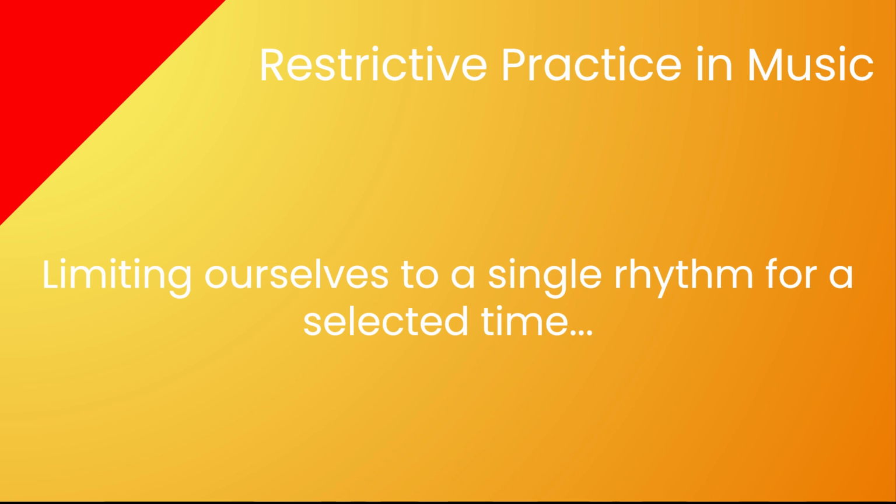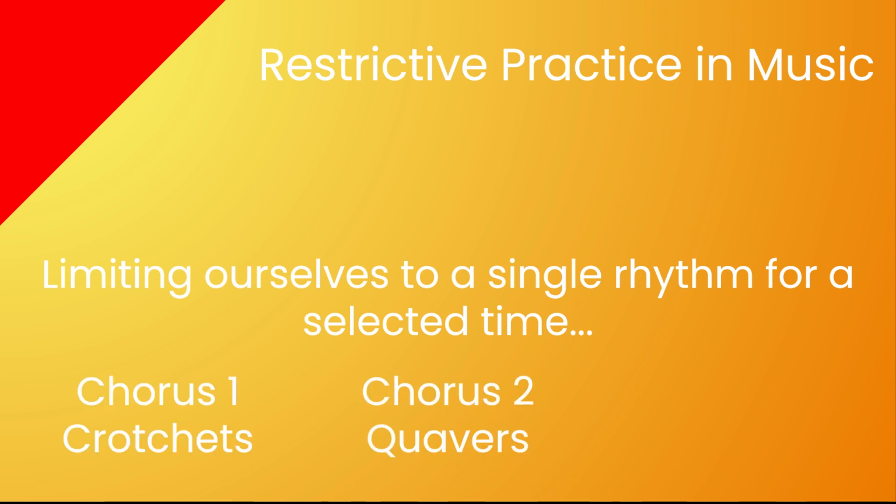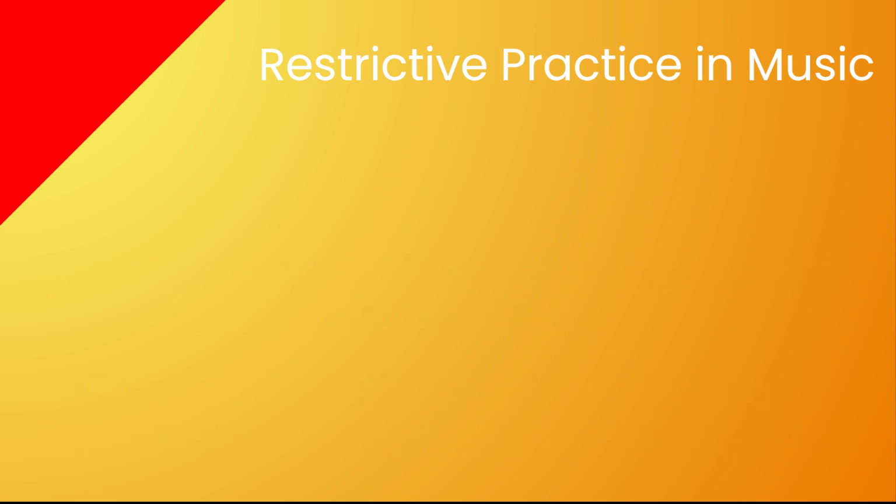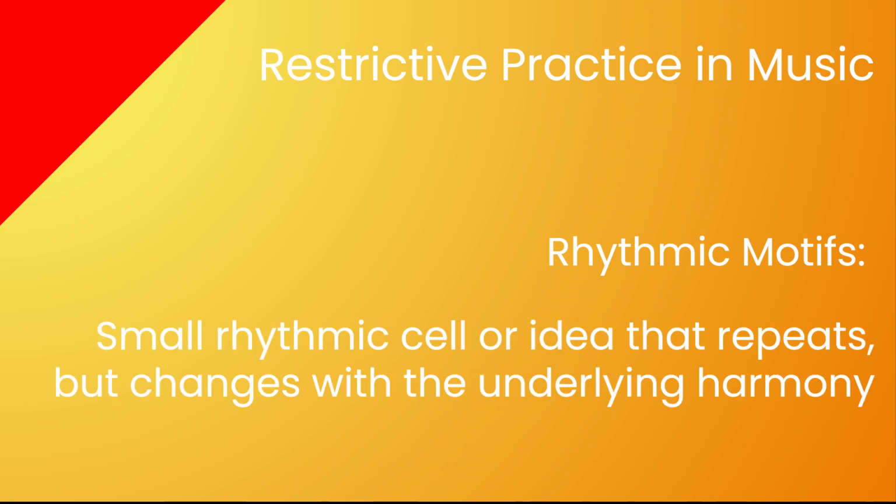When we're soloing, we're limiting ourselves to a specific rhythm, whether that's playing only in crotchets for an entire chorus, and then maybe playing in quavers for the next chorus, and then maybe semiquavers for the chorus after that, etc. Another idea is at the start of our solos we might come up with a simple rhythmic motif, but then the idea is that we keep that rhythmic motif for the entire chorus. The rhythmic idea will stay the same, but the melody and the harmony will change depending on the chords that are underneath.